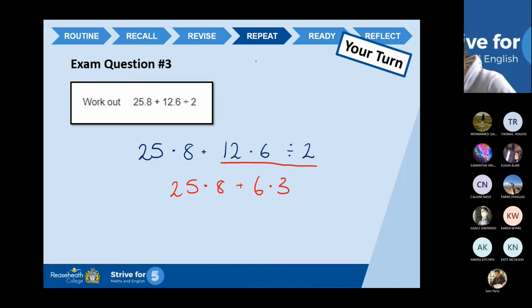So I'm going to do that up here, actually. So 25.8. Can you guys see me leaning in? I'm so cool. 6.3, look how intense this is, okay?